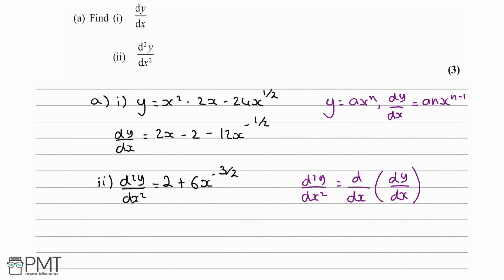The first 2 marks come from correctly differentiating y to get dy by dx. And then your third mark comes from correctly differentiating dy by dx to get d squared y by dx squared.